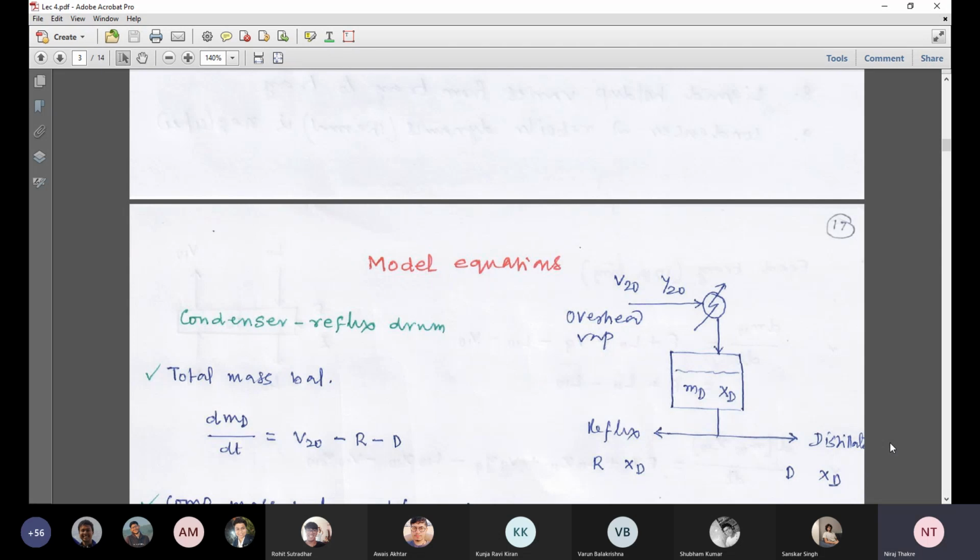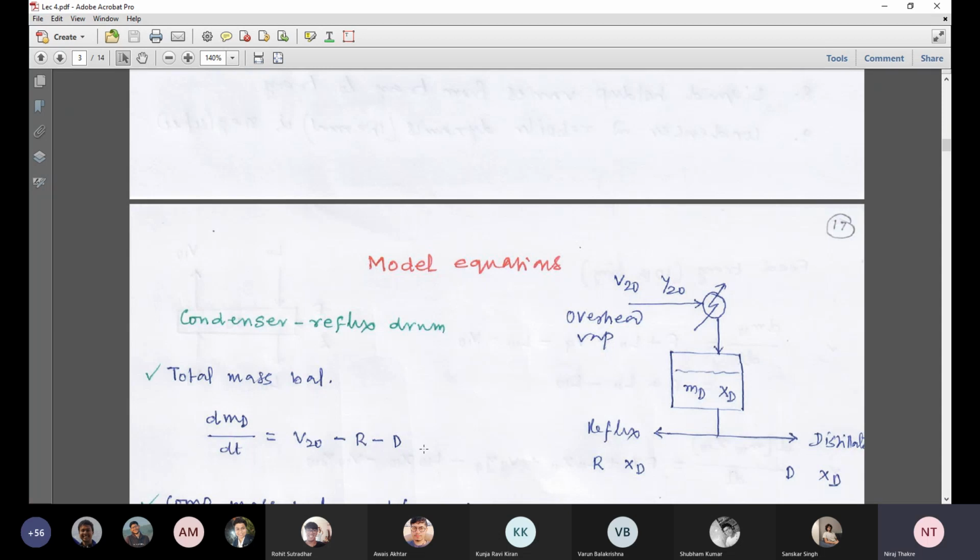So I think it is very straightforward to develop the total mole balance equation, which is written on the left hand side. You see, this is the total mole balance equation. I have shown that this MD has a unit of mole. V20 is the input, R and D are the two outputs. So accordingly, we can write this total mole balance equation.